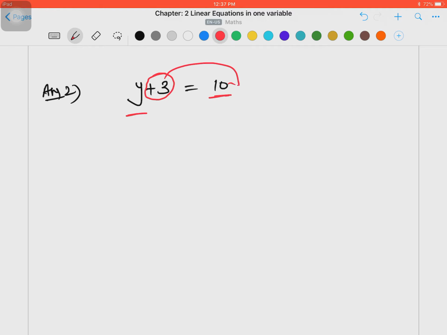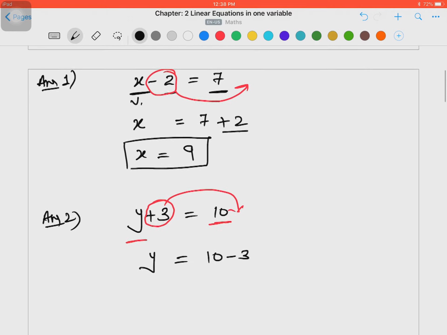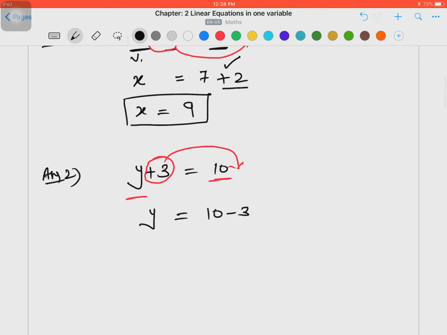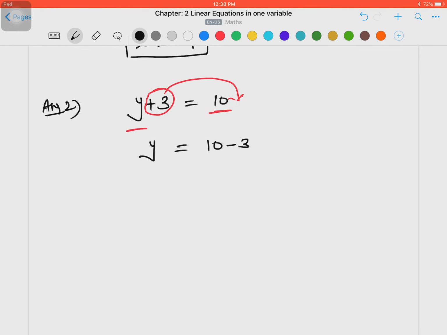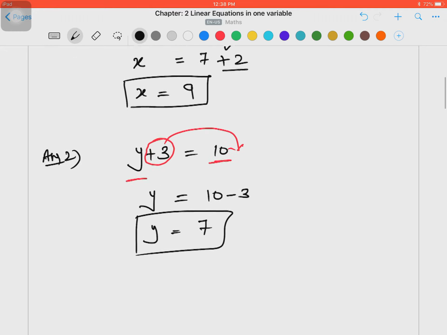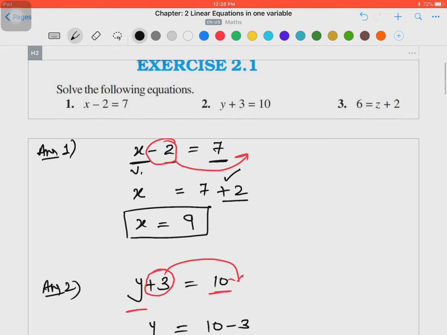So we'll shift this plus 3 onto the other side. So this will become y equals, on this side we already have 10, and this plus 3 will become minus 3. As I said, the sign will be reversed from plus to minus or minus to plus. In the earlier case we had minus, so it becomes plus, while in this case we have plus, so it will become minus. So the value of y will be equal to 10 minus 3, which is 7. So the answer is y equals 7. Okay, that's how we can solve any linear equation.